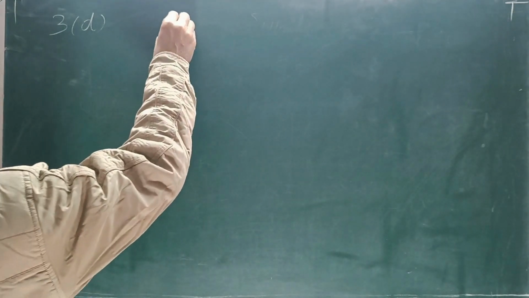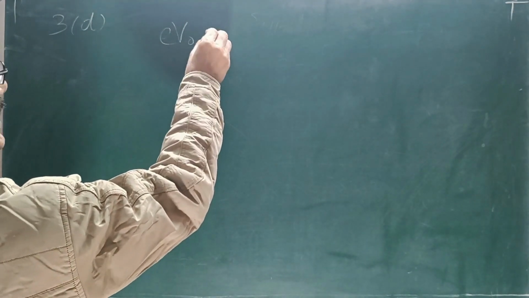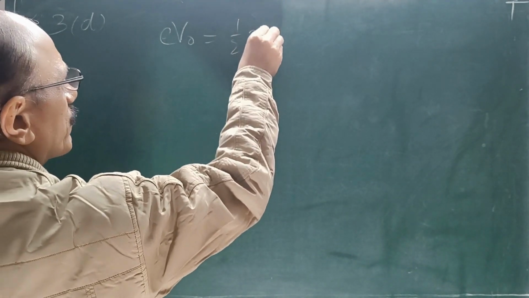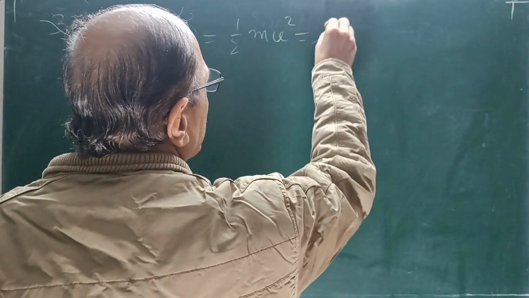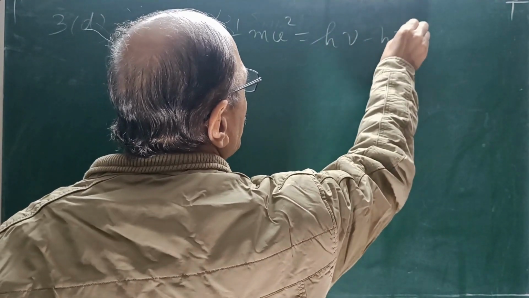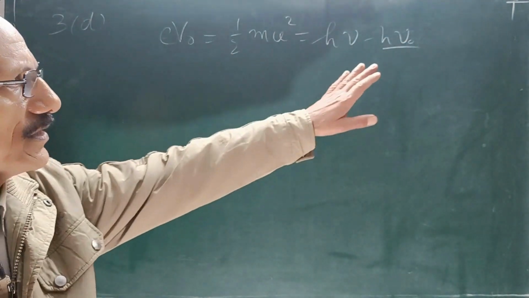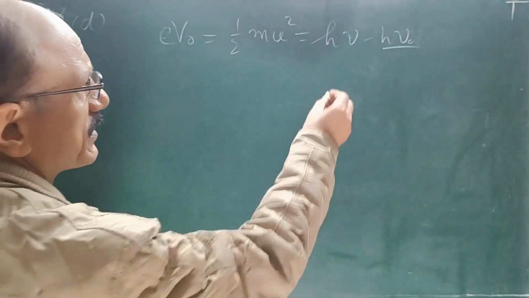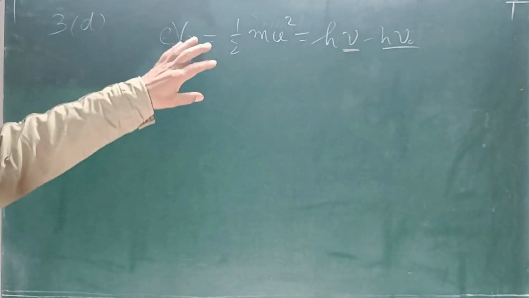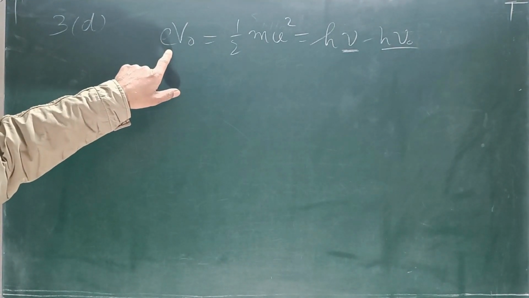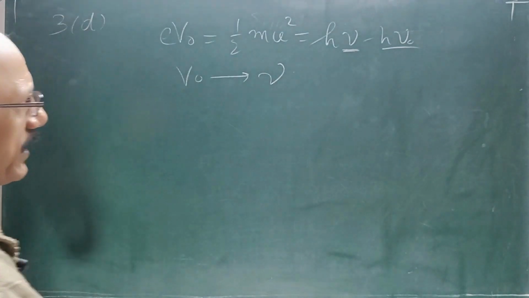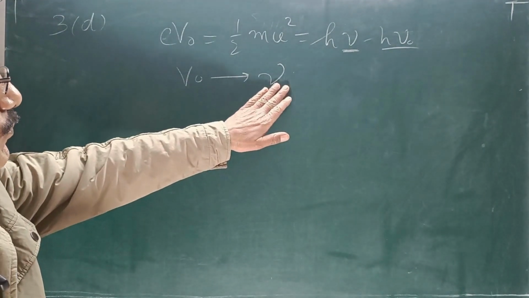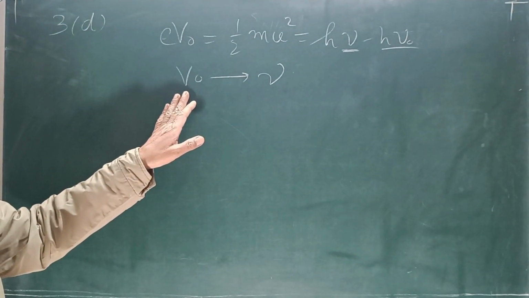The violet. As we know, stopping potential V naught is related to kinetic energy, that is equal to half mv square, and this kinetic energy, according to Einstein's equation, is equal to h nu minus h nu naught. This work function is fixed, so only this factor will vary. So the stopping potential depends on the frequency. If frequency is more, then stopping potential is also more.